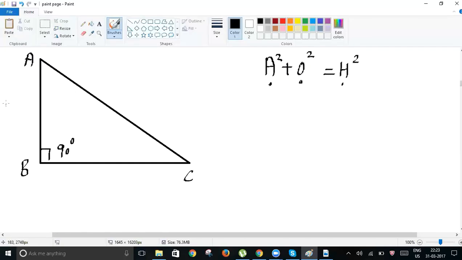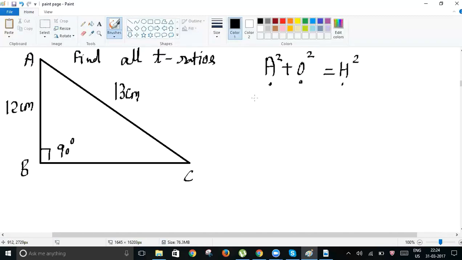In this triangle, you are given that the first side is 12 centimeters. The second is 13 centimeters. You need to find all trigonometric ratios, all T ratios. To find all T ratios, you must know the values of all three sides of the triangle. But here you have only two values with you. So using the Pythagoras theorem, you can calculate the third side. Can you tell me what should be the value of the third side?